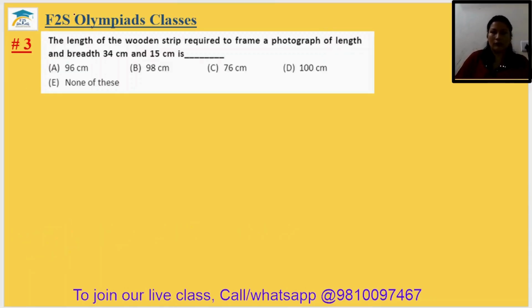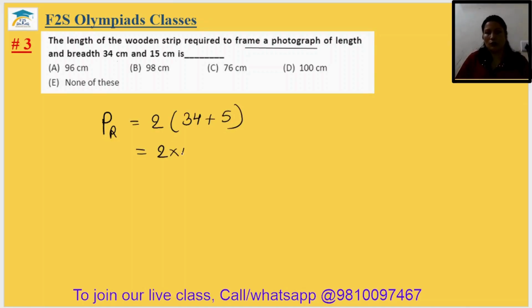Come to question number 3. The length of the wooden strip required to frame a photograph of length this and this is. To frame the photograph, we have to just find the perimeter of the photograph. The shape of this photograph is rectangular. That's why the perimeter of the rectangle is 2 into L plus B, 34 plus 15. So that is your 2 into 49, equal to 98 centimeter. Third answer will be option B.